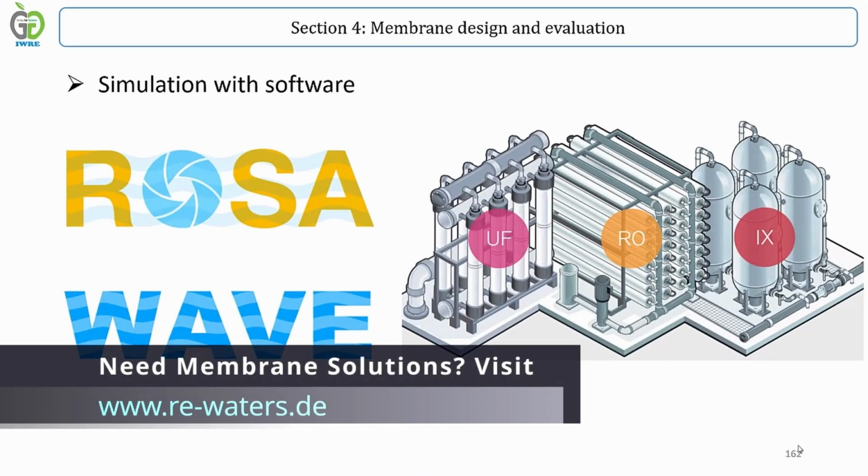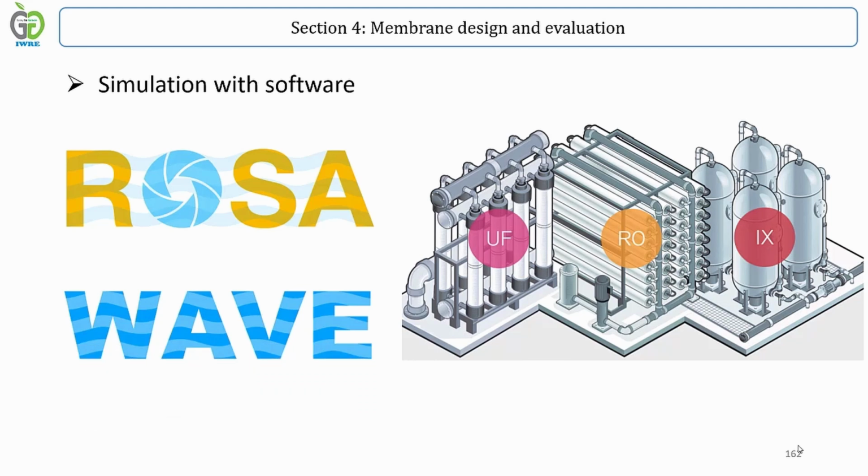Now the steps are finished. But the problem is that if you design the system according to these steps, there is a probability that the designed system has an undesirable performance. Thus, it is necessary to analyze the system using software such as ROSA or WAVE to fix errors.